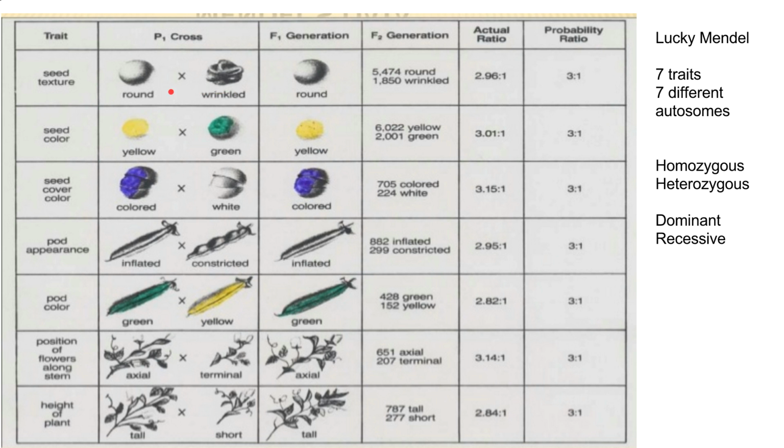And when we start looking at this, the P1 cross is all about purebreds or true breeding. So if you take this round and pollinate it with another round, they're always round, always round, always round. So they're true breeding. And that's what we would call homozygous. And we take the wrinkled ones and we breed them, and we always only get wrinkled seed texture. That would be homozygous. Now, when we cross the P generation, we end up with heterozygous F1 generations.